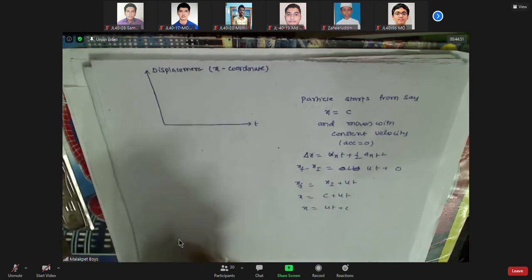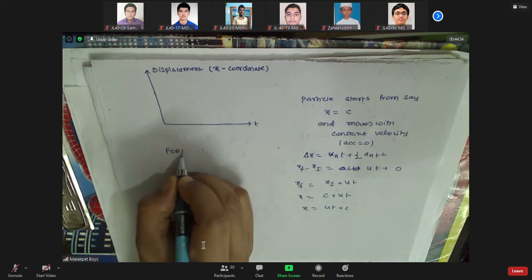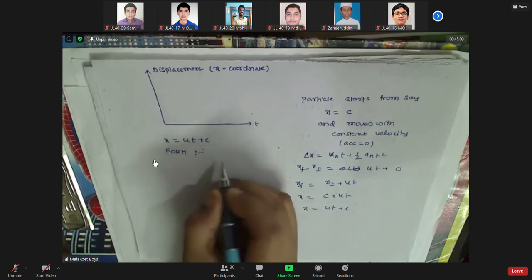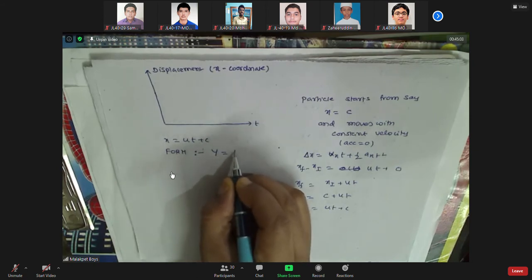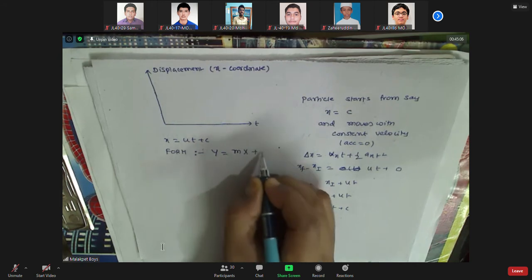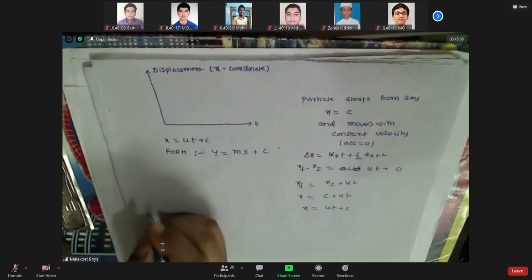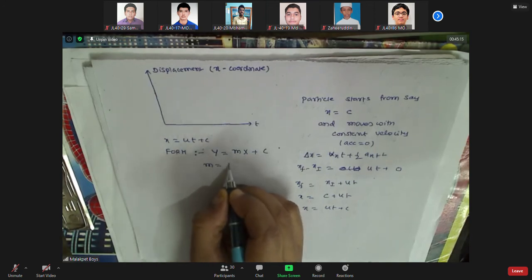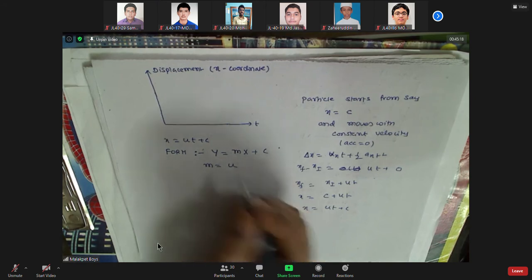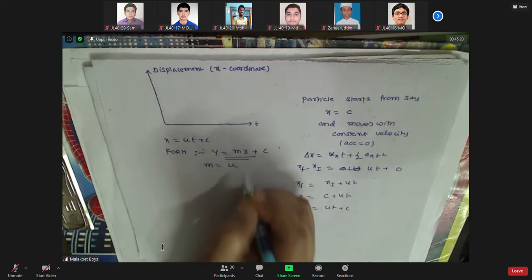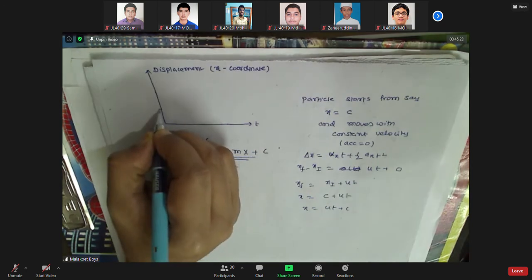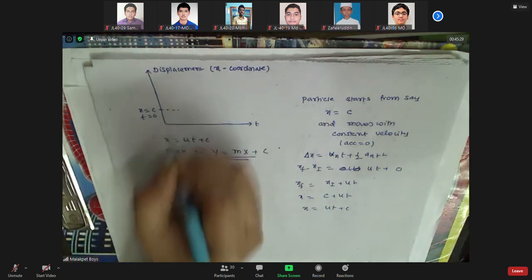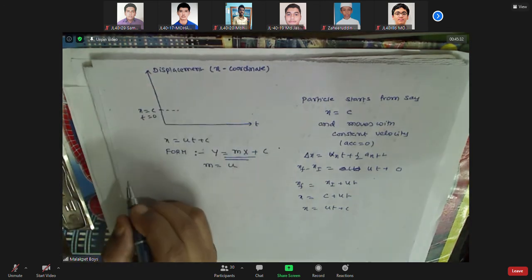So you can see what the form of this is. You have x equals ut plus c. What is this? y equals mx plus c. Remember this form. Now if you compare this, you agree with this? For this straight line, at t equals 0, x equals c, no? Understood, isn't it? Clear?